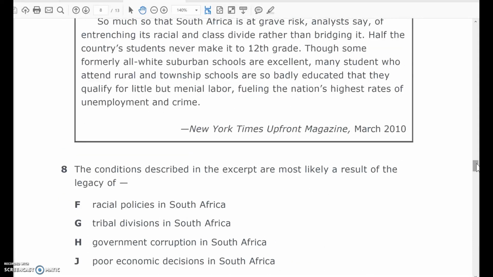Number 8. The conditions described in the excerpt are most likely a result of the legacy of F. Racial policies in South Africa. G. Tribal divisions in South Africa. H. Government corruption in South Africa. Or J. Poor economic decisions in South Africa.